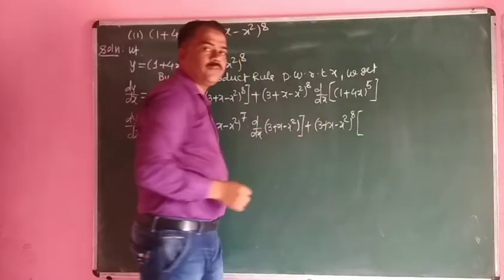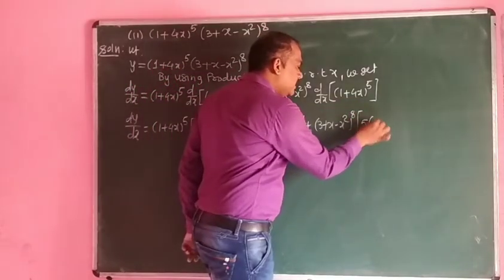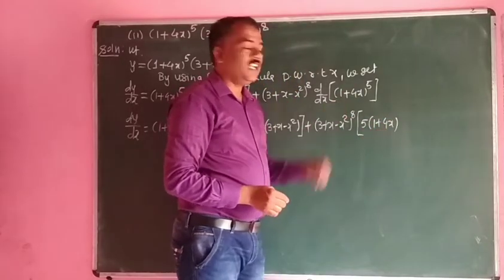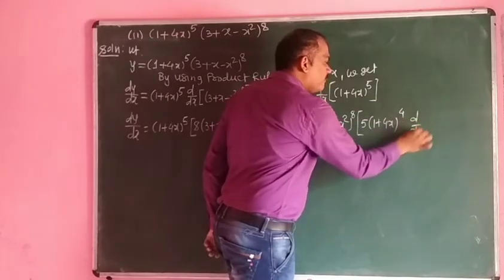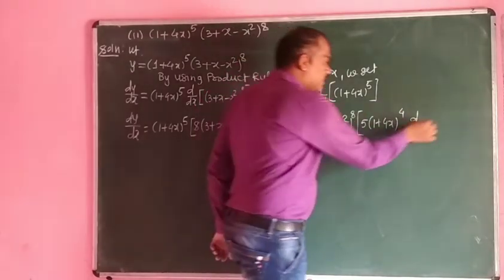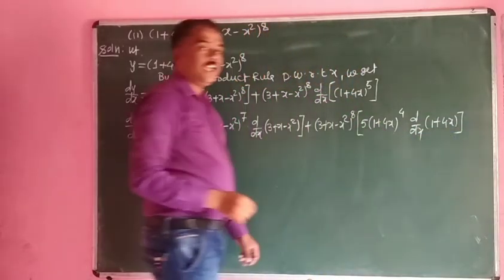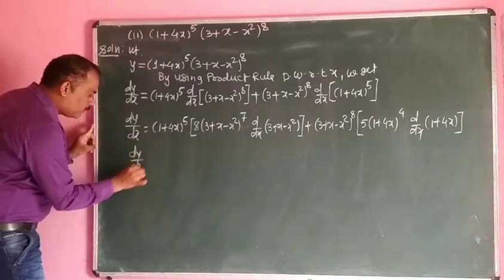Here again the power is 5, so by using the power function formula we have to take the power as it is. From this power we have to subtract 1, that is 5 minus 1, which is 4, into d/dx of 1 plus 4x.